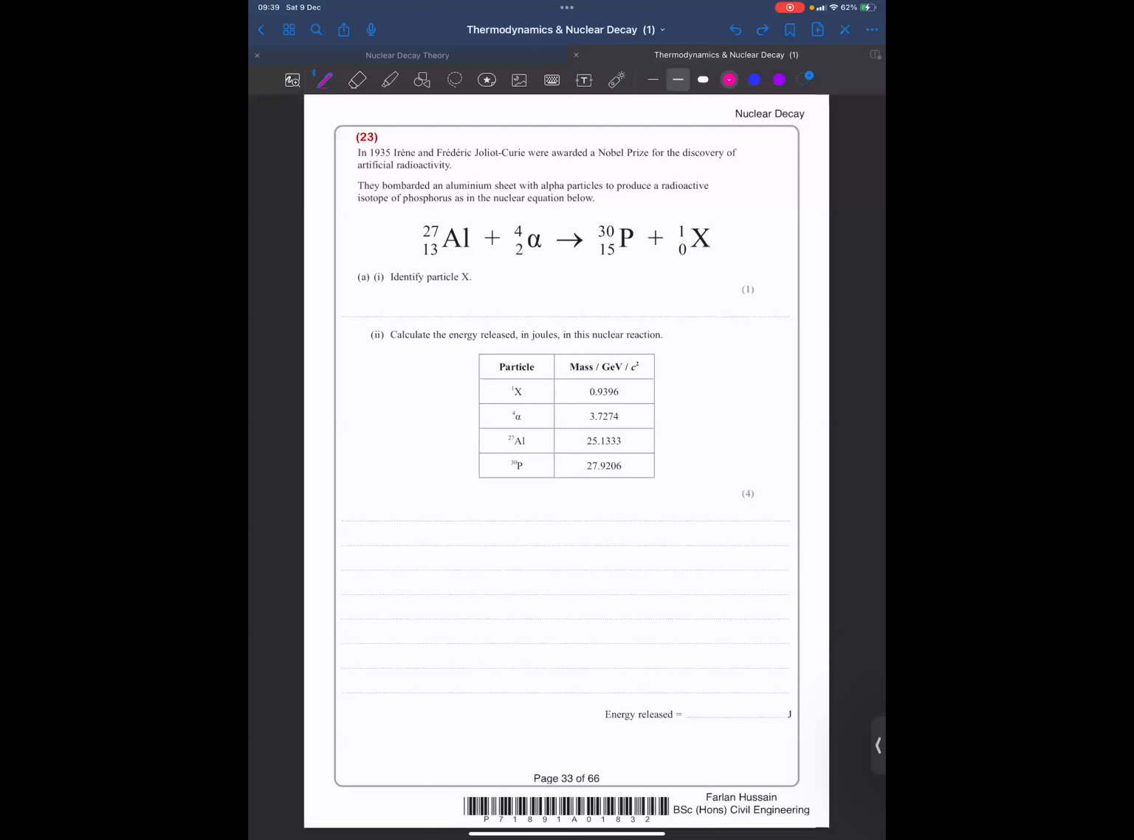Excuse me, sir. So for this question, can we find the mass defect in giga electron volts and then convert that answer into kilograms? Correct. That's what you have to do.